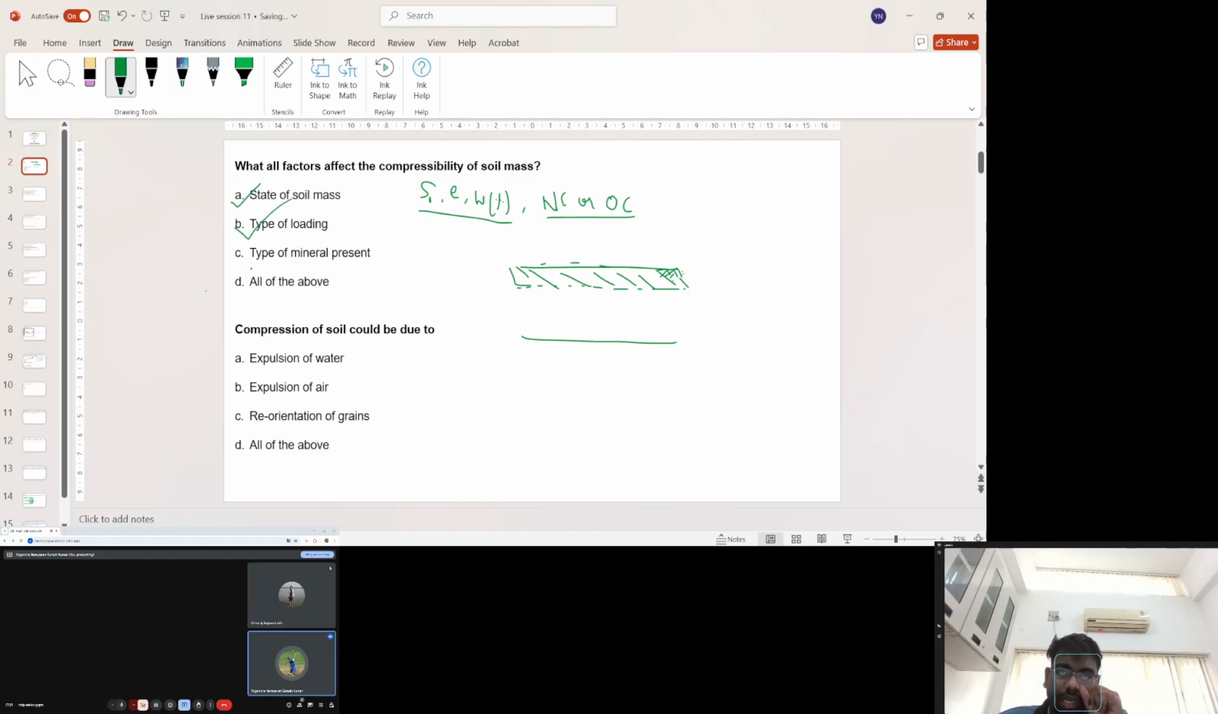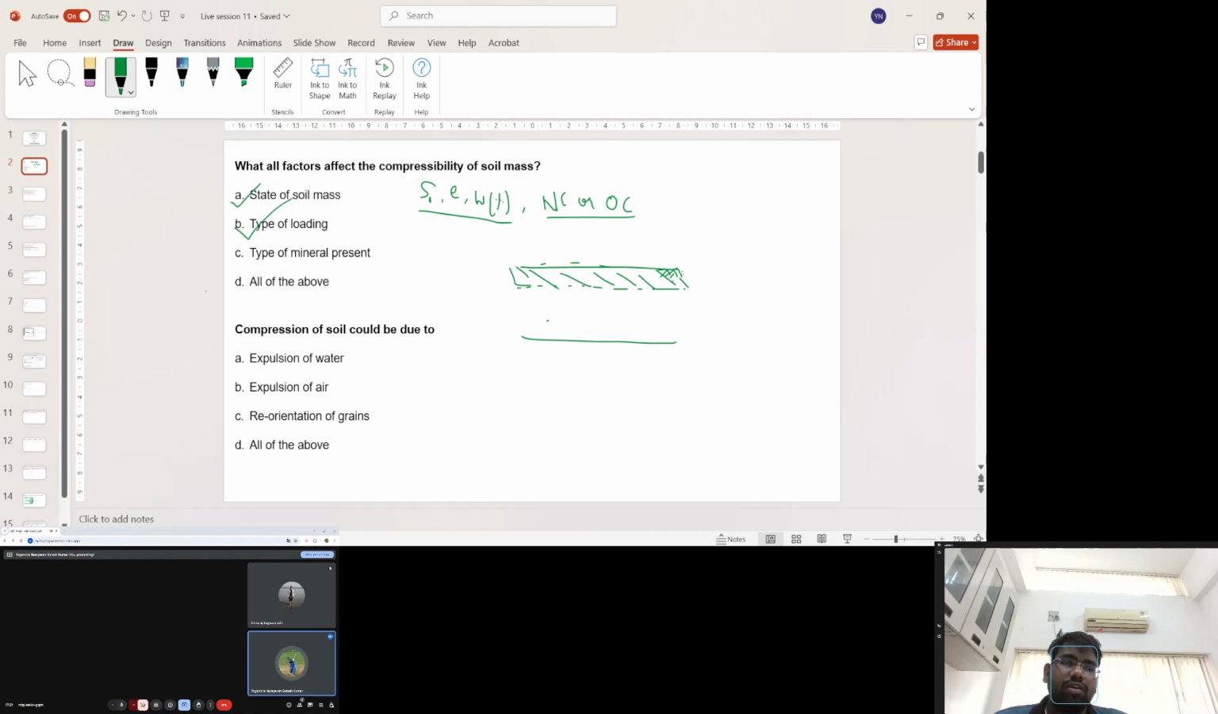And option C is type of mineral present. Type of mineral present, in the sense that if it is a sand, the expulsion of excess pore water will be instantaneous, right?